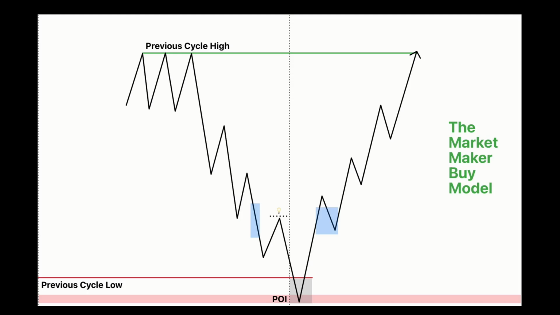We can, for example, apply quadrants within that range to establish what key price levels are. And if you would apply those quadrants between the previous cycle high and the previous cycle low, and also pay attention to equilibrium, you will see how the market will react off those levels if there is a real market maker model in play.